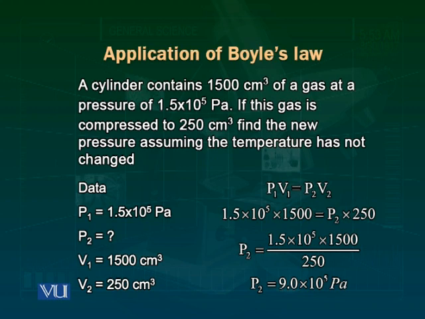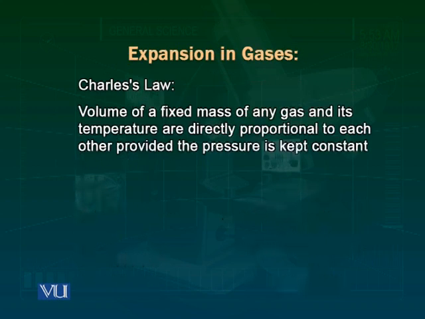Now, gases can also behave in a different way. Like we said, we have kept temperature constant, whereas another scientist by the name of Charles did a lot of work on gases, and he said that if we keep the pressure of a fixed mass of gas constant, in other words, we do not either take out or introduce more gas into it, therefore mass is constant. In this situation, it says that the volume is directly proportional to the temperature.